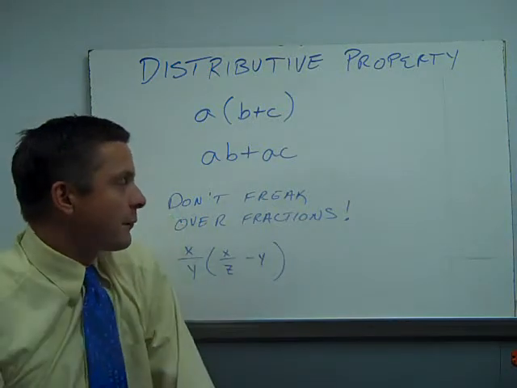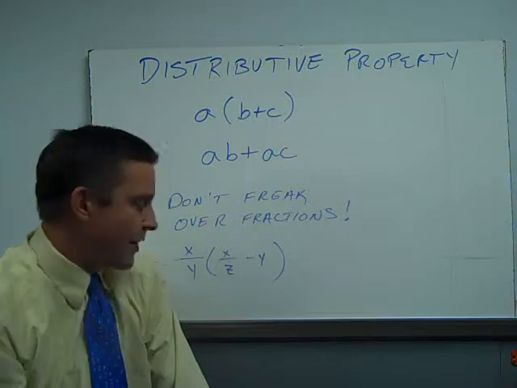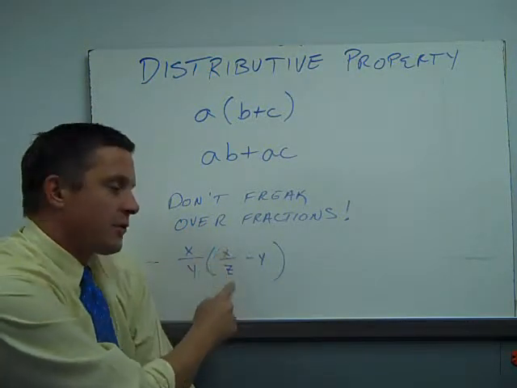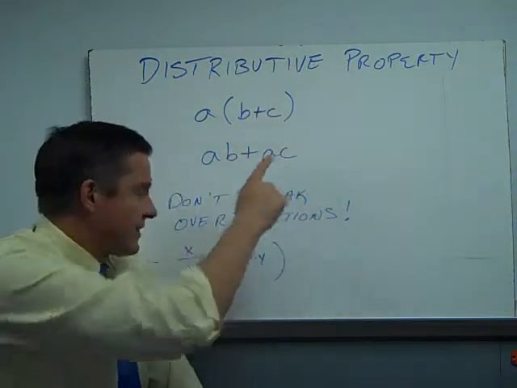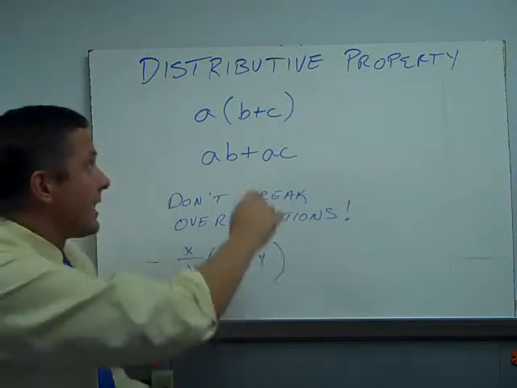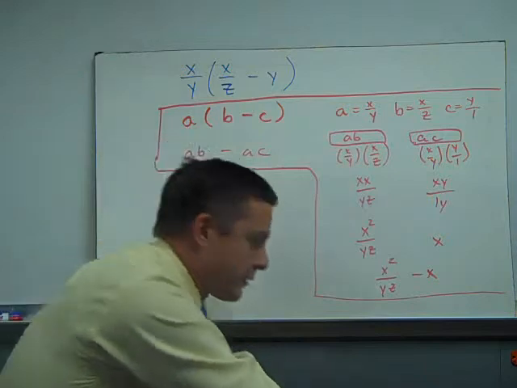And I don't want you to freak over fractions. It doesn't change anything in this problem when I write x divided by y times the quantity x over z minus y. It's still A times B and A times C. It's still the outside times the inside. And I can show that in this manner.